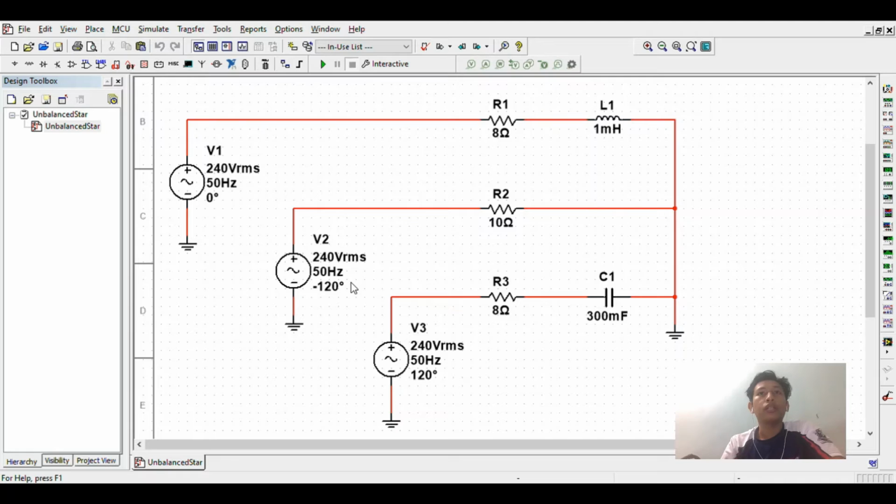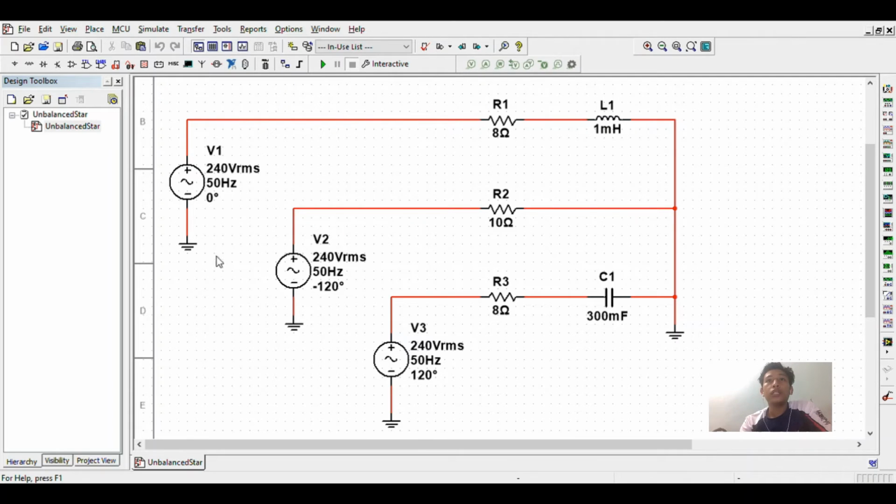My name is Ahmad Al-Hadrami. I will be describing the circuit that will be used in the assignment. The assignment will consist of three AC voltage supplies, which are V1, V2, and V3, and the resistors used are three: R1, R2, and R3. One inductor L1, one capacitor C1, and four grounds.